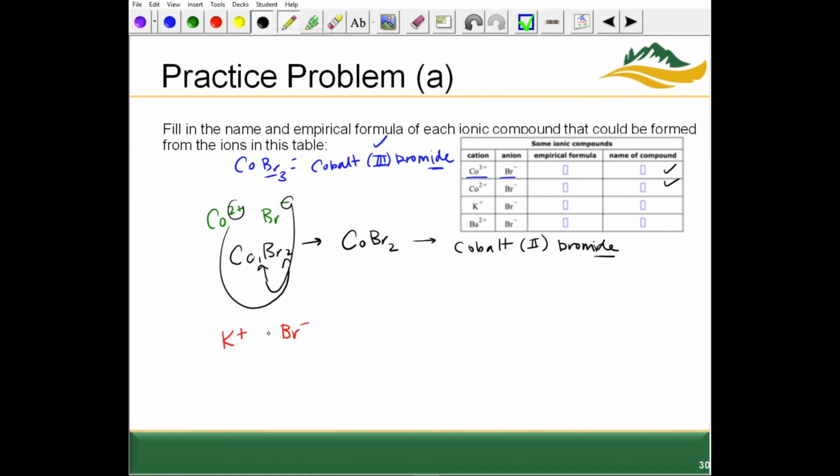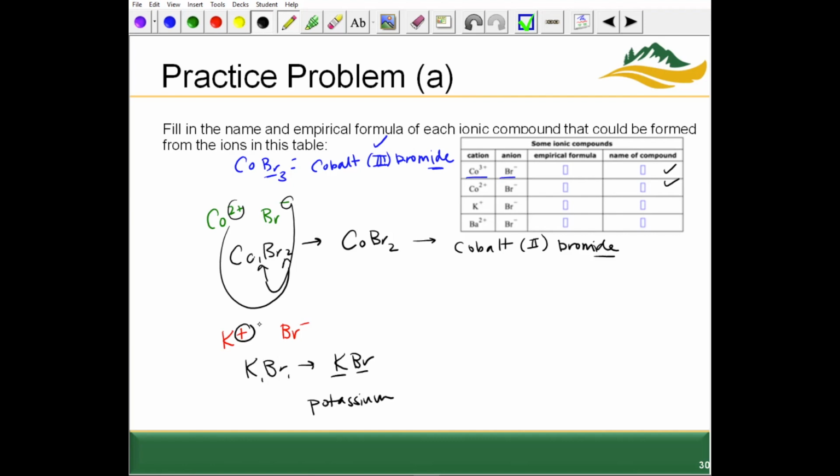Now with potassium and bromine, if we do the cross method, these are both going to have subscripts of 1. So 1 and 1, KBr, with these subscripts of 1 and 1. Remember, we don't write those in, they're just implied. To name this, potassium is the first element present, and we just write out the full name. Potassium is an alkali metal. It can only form +1 cations.